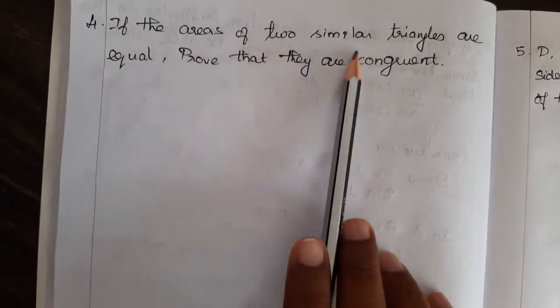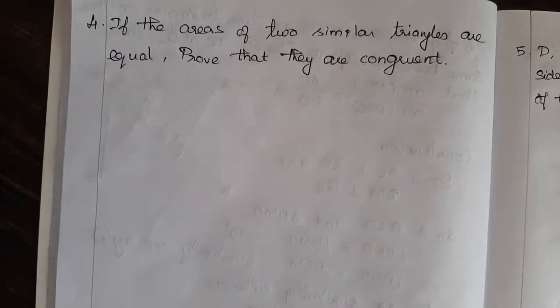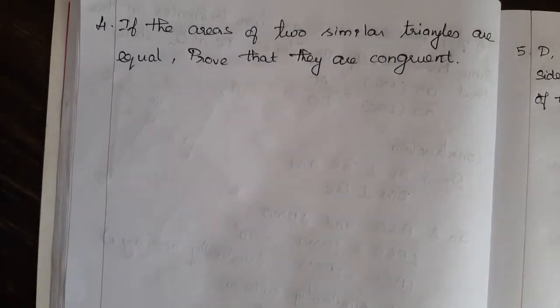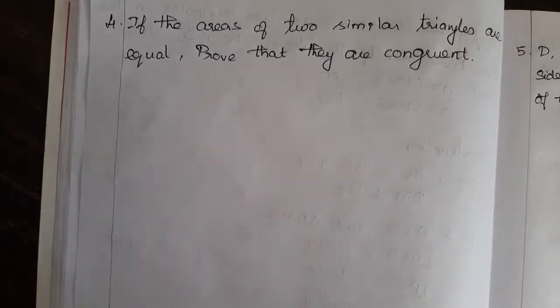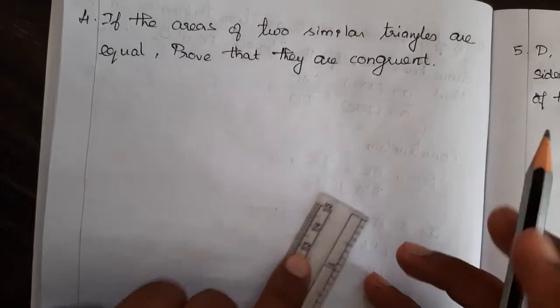If the areas of two similar triangles are equal, prove that they are congruent. So already we know that all the congruent triangles are similar, but here it's including the areas. If the areas of the two triangles are equal, then they are congruent. We are going to prove it.